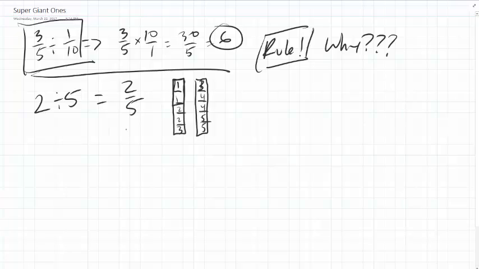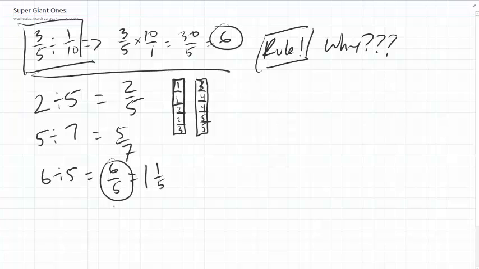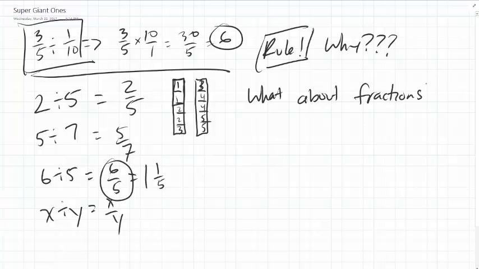And the rule is going to continue no matter what you use. 5 divided by 7 equals 5/7. 6 divided by 5 equals 6/5. Of course, that simplifies to 1 1/5, but it does equal 6/5 as well. Even if you use variables, x divided by y equals x over y. Now, what about fractions? Is it going to work? Well, yes, it does work.